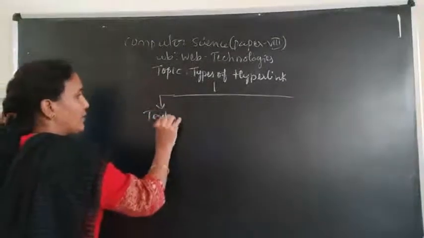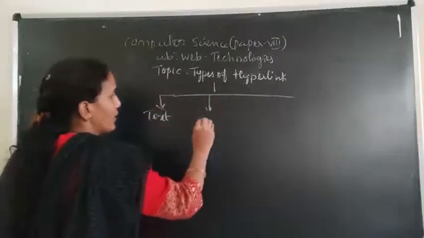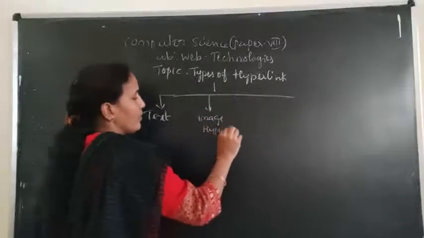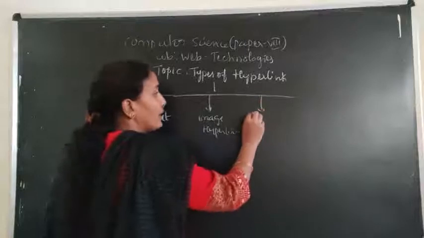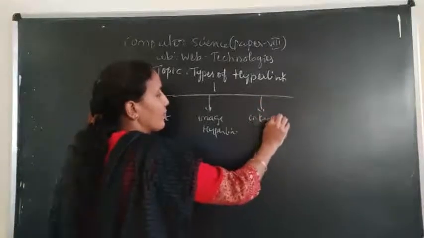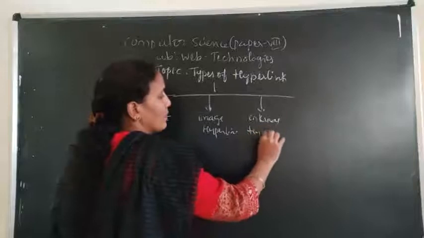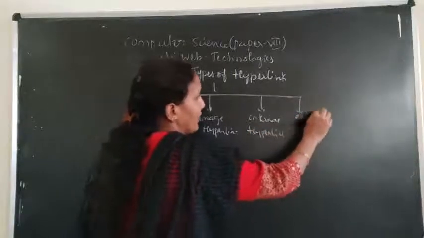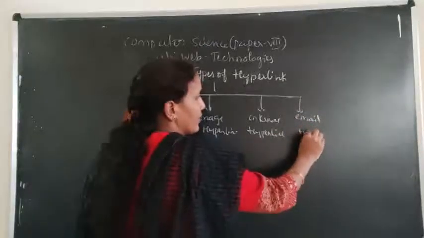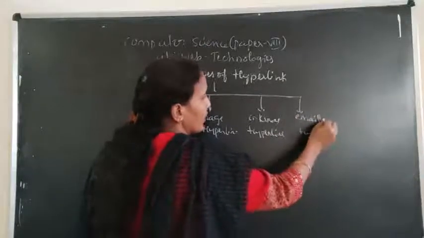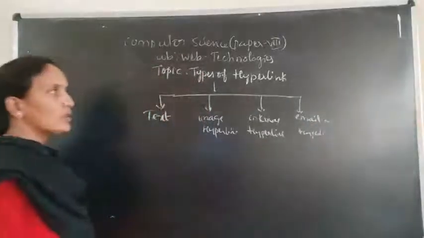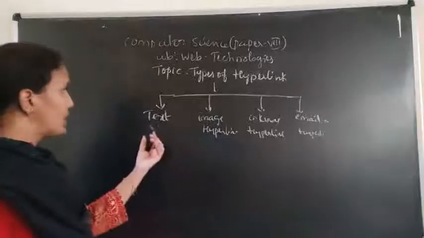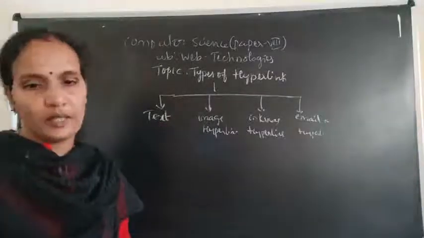Text hyperlink, next image hyperlink, the third one is internal hyperlink, next email hyperlink. We also call this the mailto hyperlink. Okay, so 4 types of links we have in HTML. Now we'll discuss each and every link in detail.